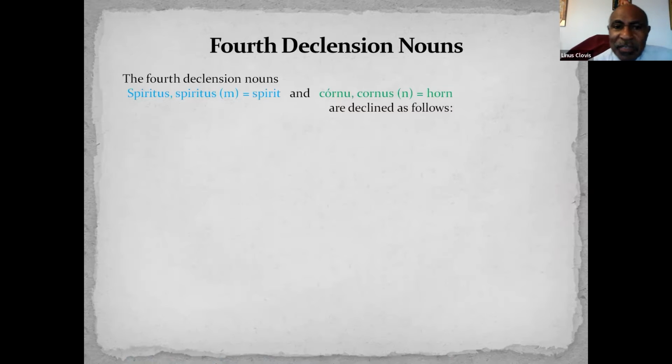Spiritus, there's a word we know. Spiritus, the fourth declension nouns: we have in the masculine, spiritus, and in the neuter, we have cornu, cornus. Cornu is a horn. Cornucopia, for instance, is a horn of plenty. Copia is plenty, cornu is horn.